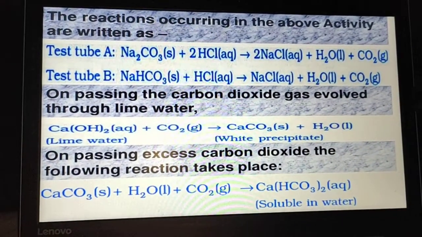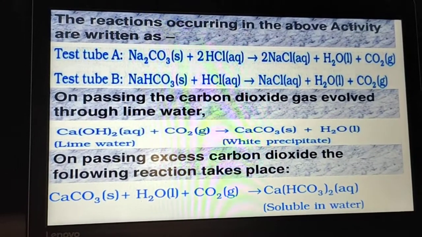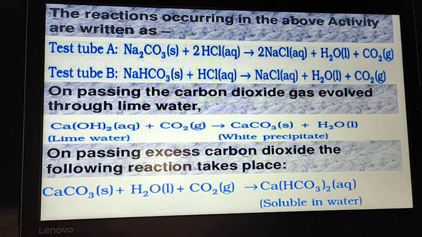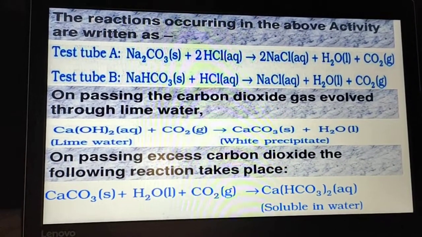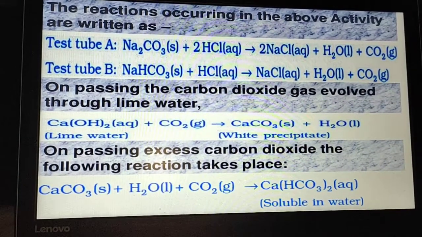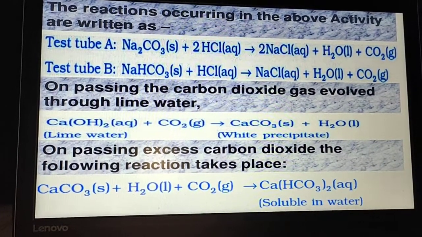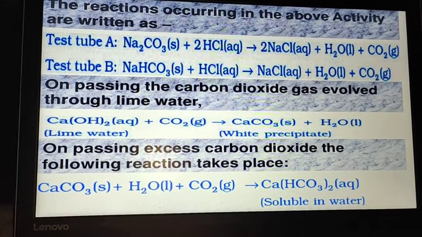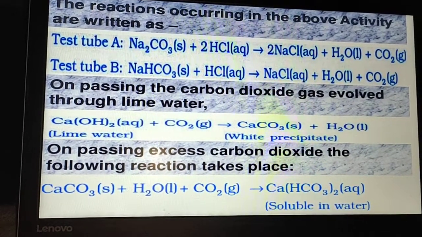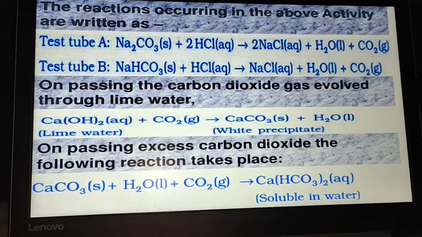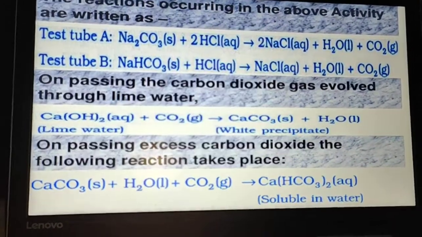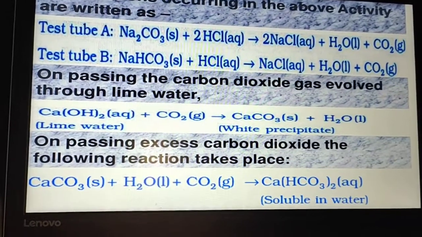The reactions occurring in the above activity are written as, अब टेस्ट ट्यूब 1 के अंदर हमने देखा कि Na2CO3 अगर हम डालते हैं, this is sodium carbonate plus 2HCl, we get 2NaCl plus H2O plus CO2. And if you are adding NaHCO3 plus HCl, it gives you NaCl plus H2O plus CO2. So there is a difference of only the balancing part. If you are taking test tube A, only 2 has to be written in front of NaCl, and in test tube B there is nothing because it is already a balanced equation.